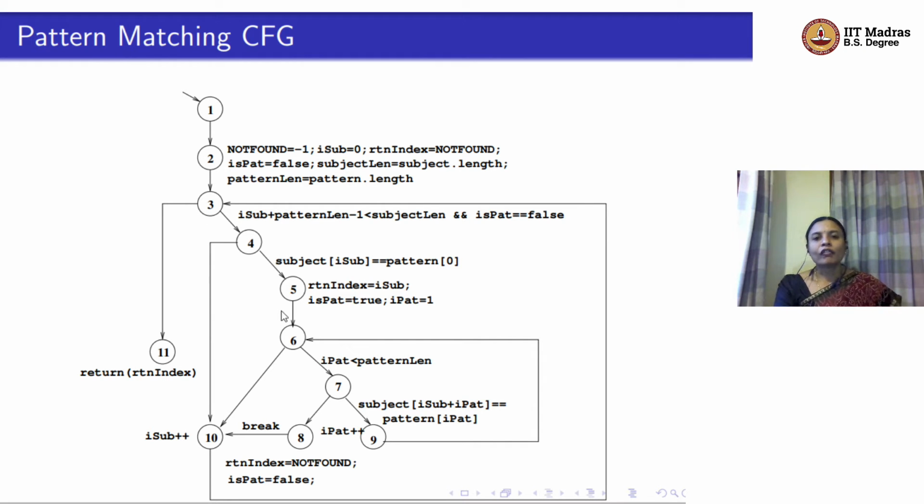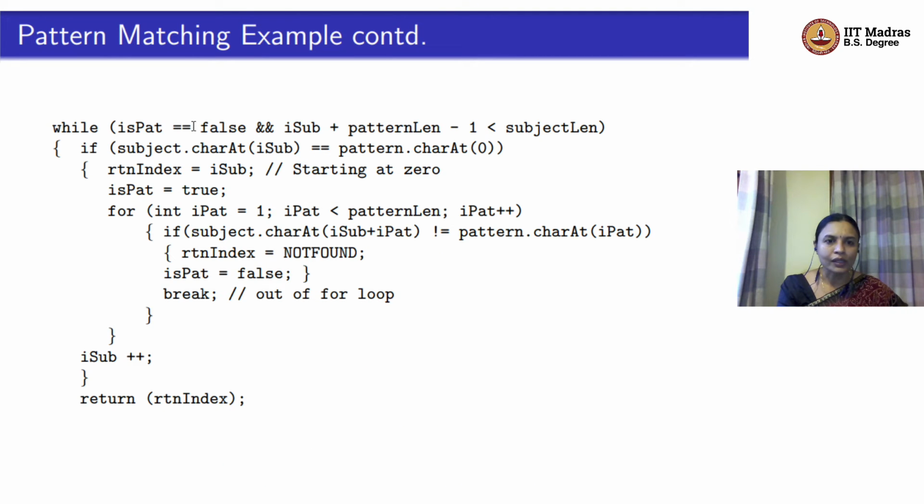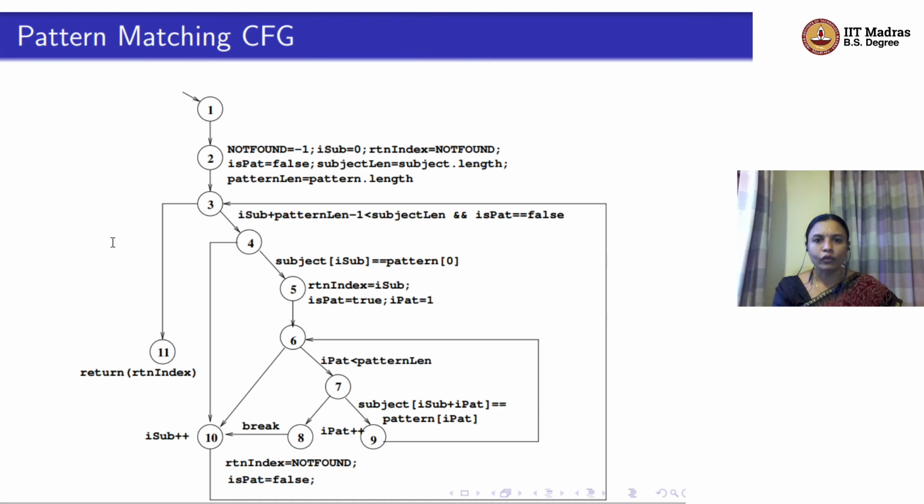5 represents these small statements inside this if that you find here. The return index is I sub, is pat is true. These two statements are given here. Node 5. Node 6, as I told you, represents the beginning of the for loop. Edge 6 to 7 is labeled with the predicate of the for loop. 7 represents the if. Edge 7 to 8 represents the predicate of the if, and so on and so forth. So this is the control flow graph.